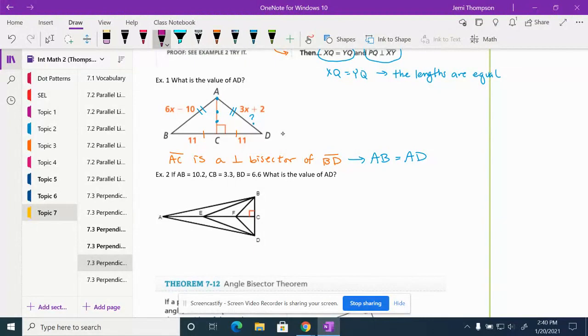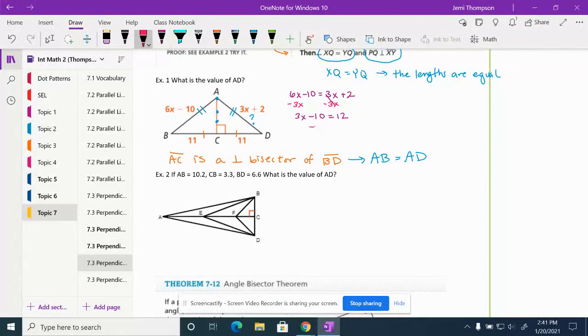So from here, what I can do is I could take these expressions, 6x minus 10, and I can set it equal to 3x plus 2. And this will put me on my way to find what the problem is asking for. On one side of the equation, I have a 6x. On the other side, I have a 3x. I'm going to choose to move the 3x over so that I have a positive 3x minus 10 is equal to 12.